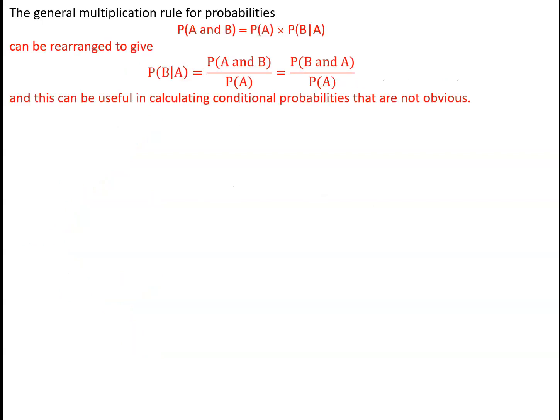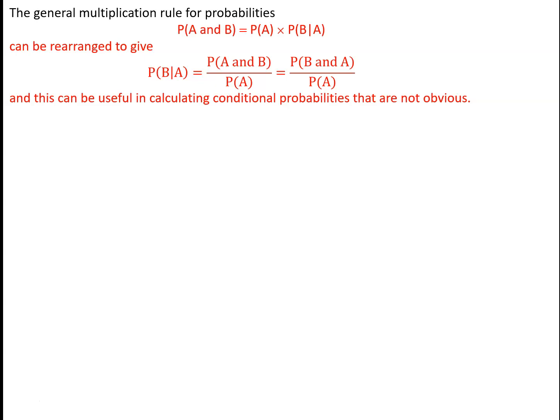Now it's worth noticing that the general multiplication rule for probabilities, which we had in the form probability of A and B is the probability of A times the probability of B, given that A has occurred, can be rewritten to give me the probability that B happens, given that A has happened, is the probability of A and B divided by the probability of A. Or equally well, it's the same thing as the probability of B and A, divided by the probability of A.